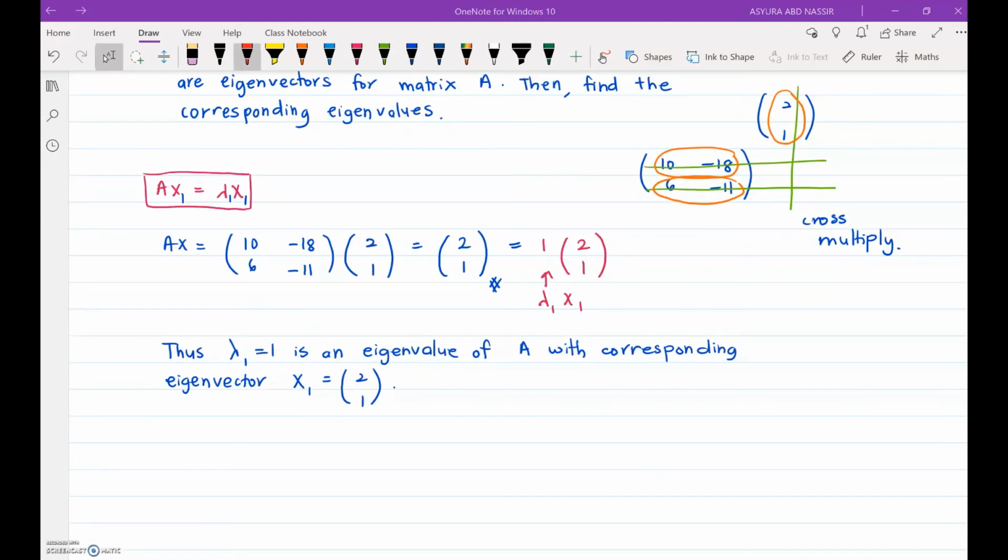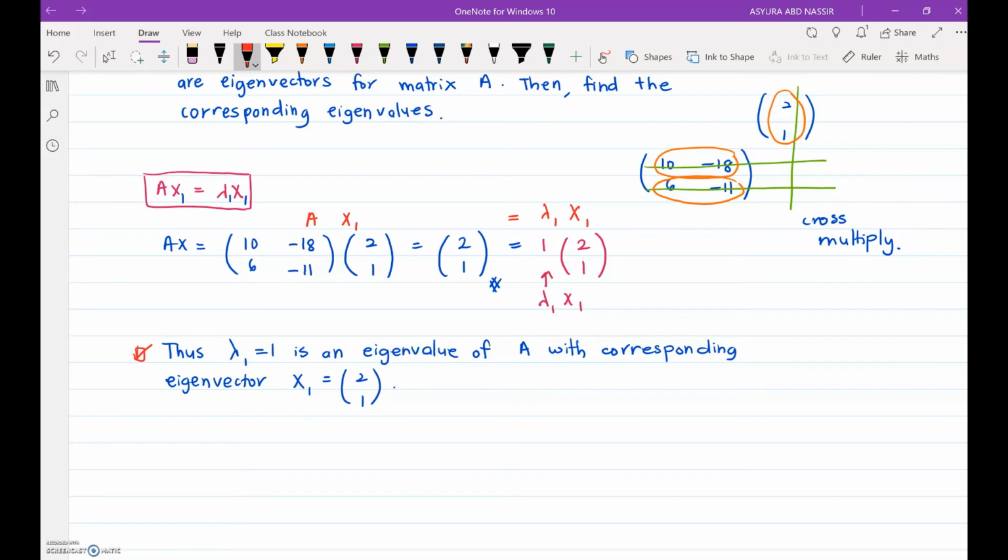Thus we say that lambda 1 equals 1 is an eigenvalue of A corresponding to the eigenvector x1 equals (2, 1). Here we can see it is actually Ax1 equals lambda 1 x1.